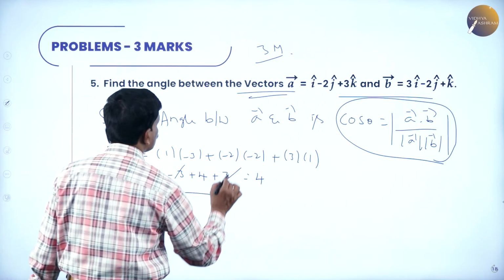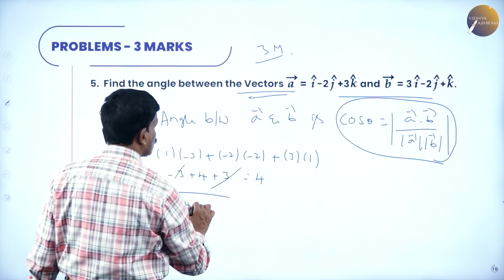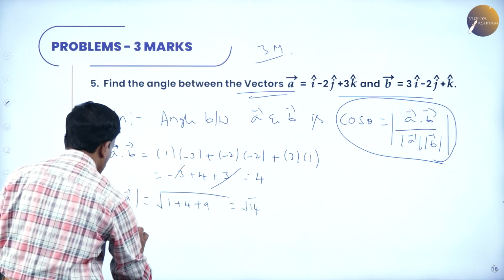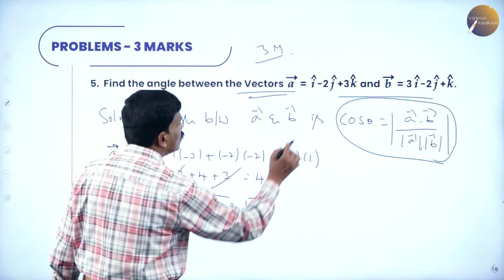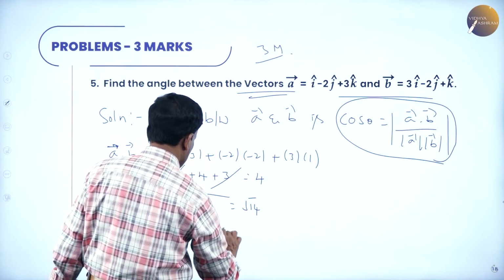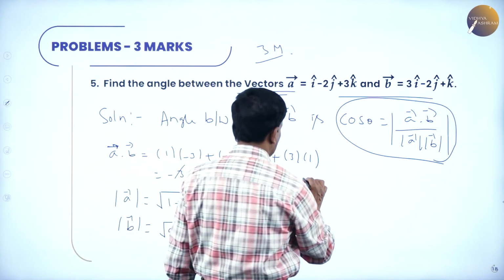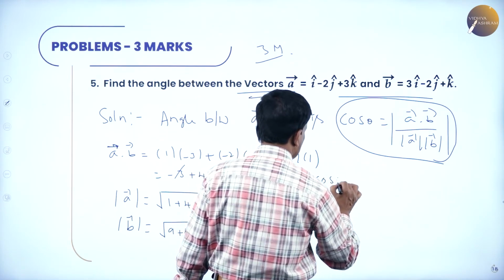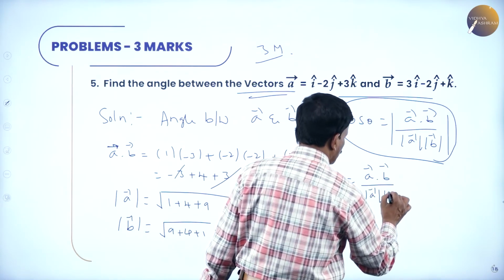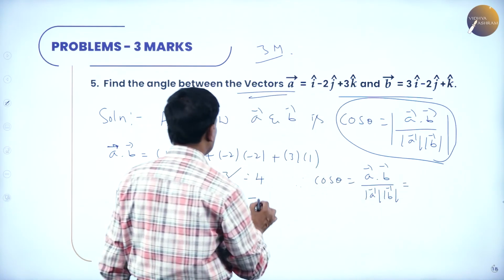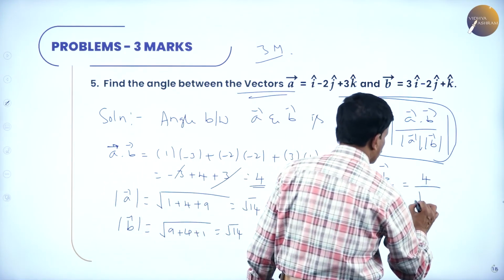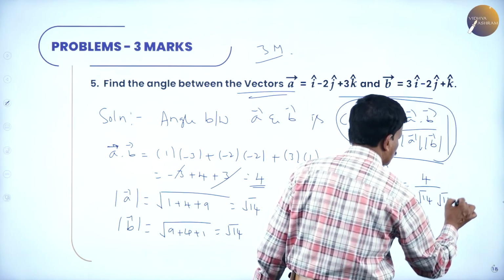Now find out length of A. Length of A is equal to root of 1 square is 1 plus 2 square is 4 plus 3 square is 9. This is root 14. Similarly, length of vector B is equal to root of 3 square is 9 plus minus 2 square is 4 plus 1 square. This is also root 14. So therefore, cos theta is equal to vector A dot B by length of A into length of B. What is A dot B? A dot B is equal to 4 divided by root 14 into root 14.